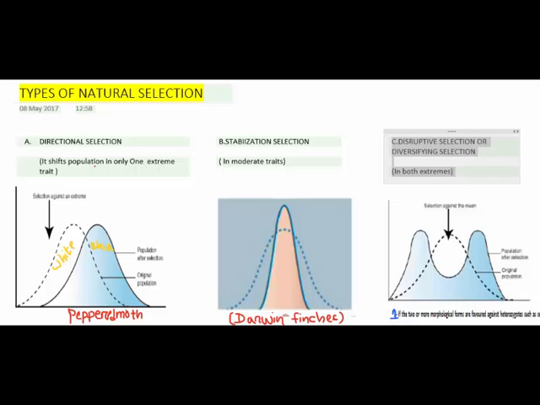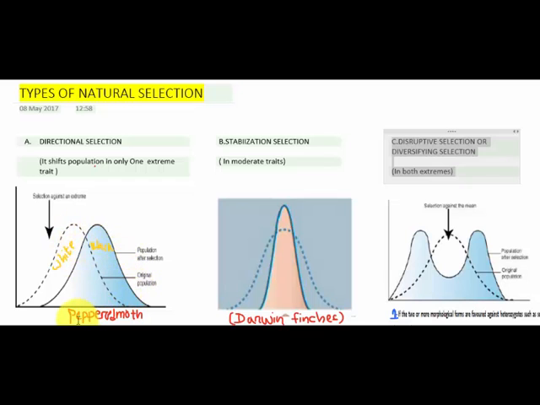survive. So the types of natural selection are: the first one is directional selection, the second one is stabilizing selection, and the third one is disruptive selection or diversifying selection. So let's discuss the first one, directional selection. In case of directional selection, the population shifts to only one extreme trait. In this diagram we can see the curve has shifted to only one extreme.